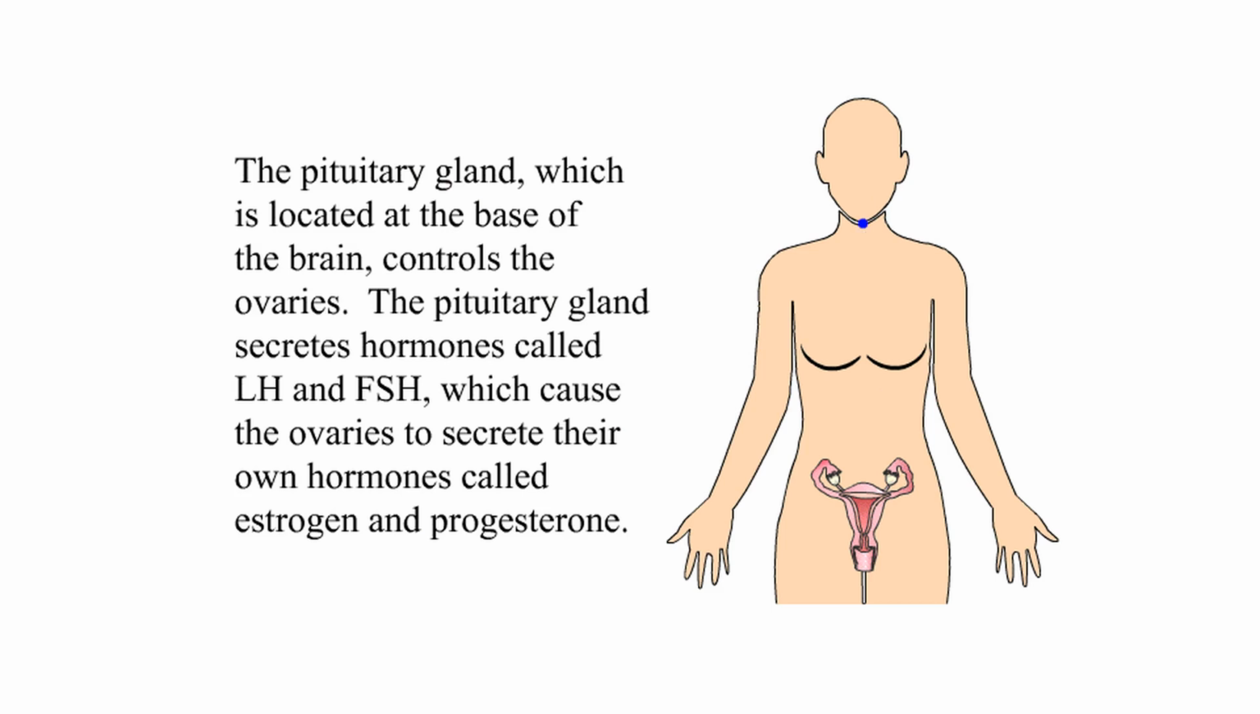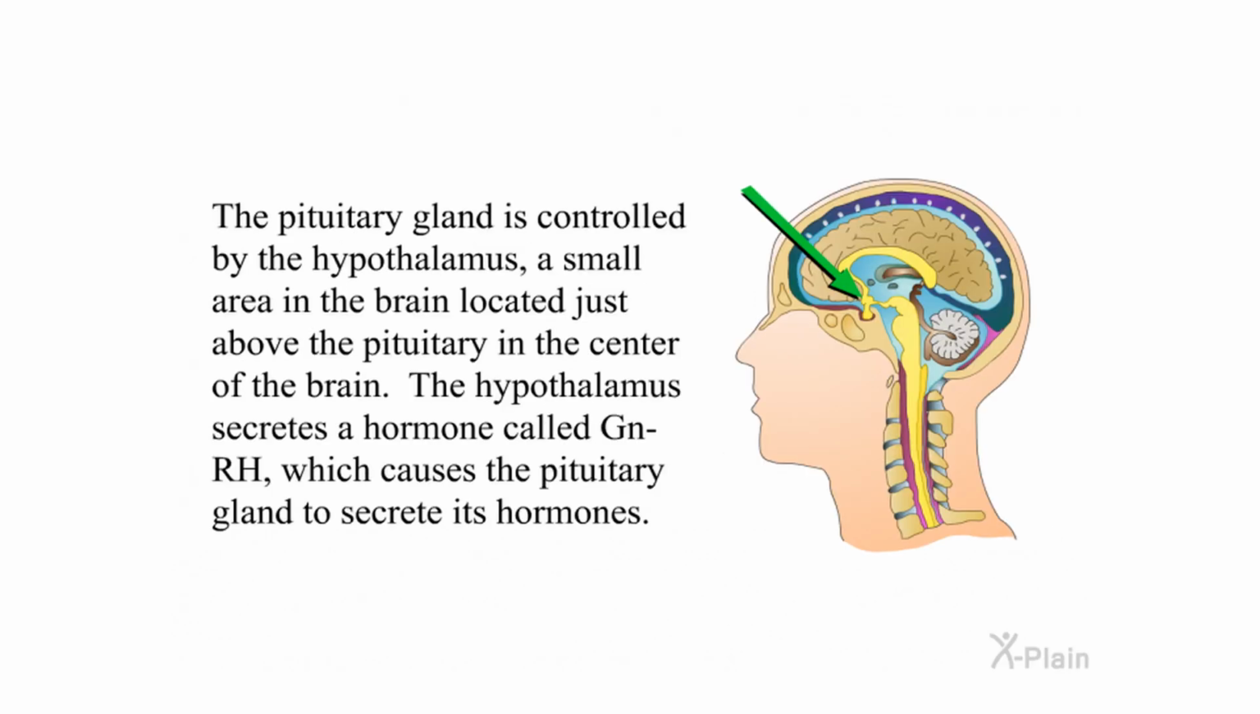The pituitary gland, which is located at the base of the brain, controls the ovaries. The pituitary gland secretes hormones called LH and FSH, which cause the ovaries to secrete their own hormones called estrogen and progesterone. The pituitary gland is controlled by the hypothalamus, a small area in the brain located just above the pituitary in the center of the brain. The hypothalamus secretes a hormone called GnRH, which causes the pituitary gland to secrete its hormones.